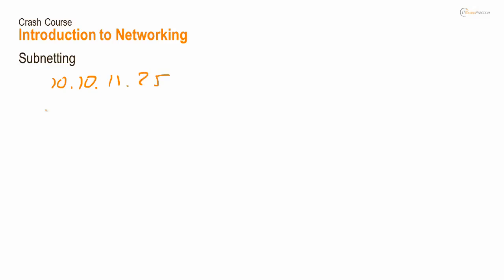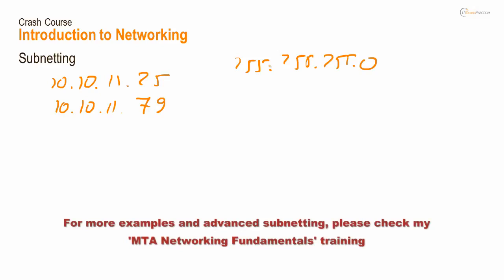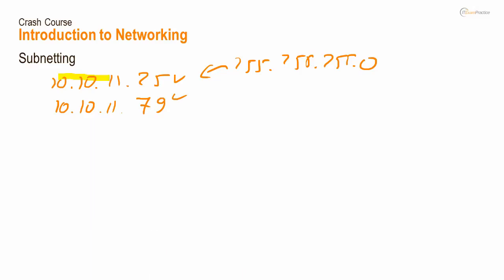10.10.11.25, 10.10.11.79, subnet mask 255.255.255.0. Are they on the same subnet? The answer is yes, because the first three octets have to match. That's an octet, right? 255.255.255.0. I hope it's okay. If not, please make sure you watch my previous video.